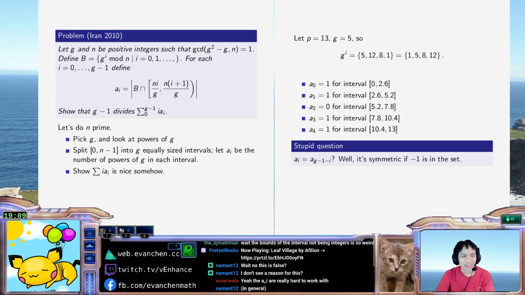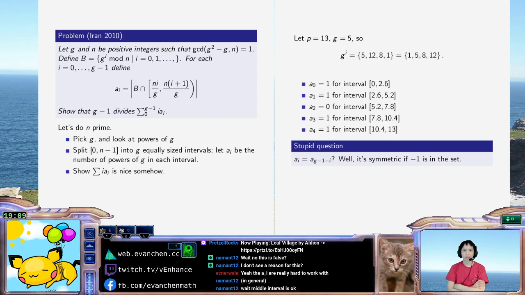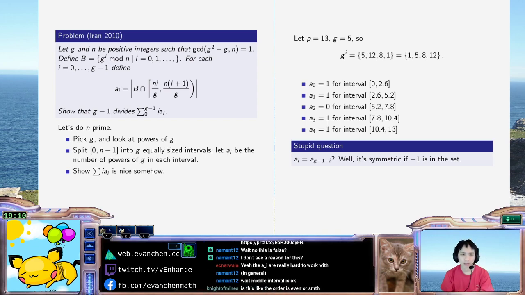Actually, I need to worry a bit about that middle interval. But it's okay because n is odd. I'm still assuming that n is a prime for convenience. Actually, n is always odd anyways because g squared minus g is even. So the middle interval is okay, because there will always be an even number of elements in there. This is what happens when the order is even. So this G was not a good example for me to look at because it's just symmetric around negation. I want to look instead at a different example.